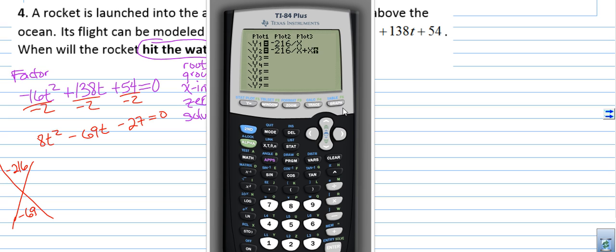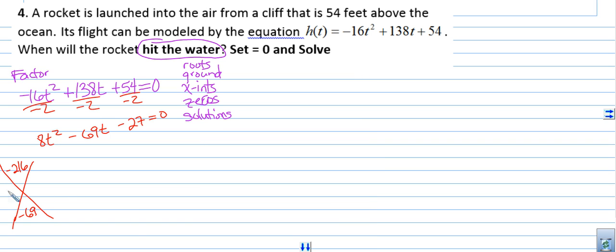And then you'll hit second graph, which gives you the table, and then we're going to look for negative 69 in the y2 column. And if I scroll down, you'll see negative 69 there, so that means negative 72 and 3 are my solutions. So I go 3 and negative 72.